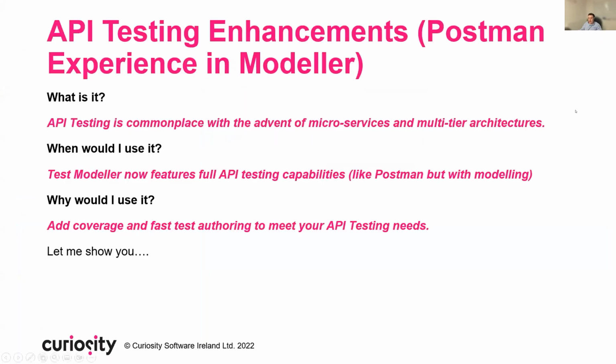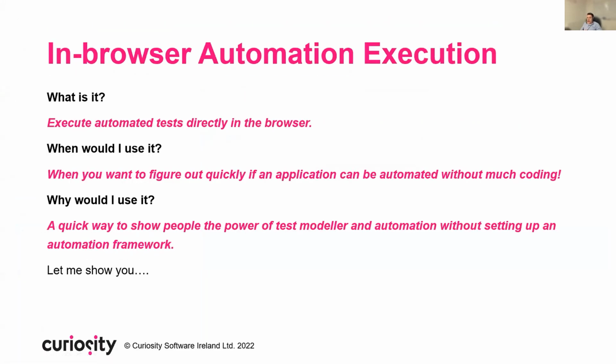Now, the next one I'm going to move on to is our in-browser automation execution. So this is from some feedback that came back from some of the organizations we're working with. Often what we'll find is that there may be some kind of asset or system that we need to connect to, which is behind a firewall or behind a VPN. And initially, as a user or as a team is going through a new project, they just want to prove the value and be able to demonstrate Test Modeler, demonstrate how the automation works.